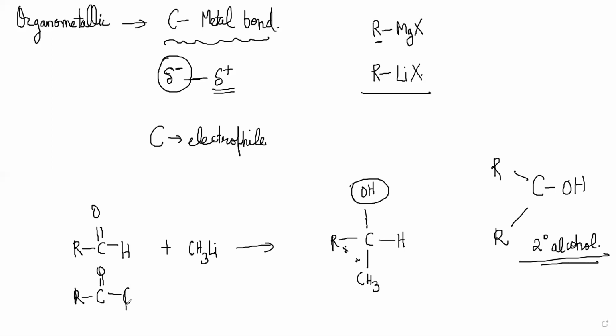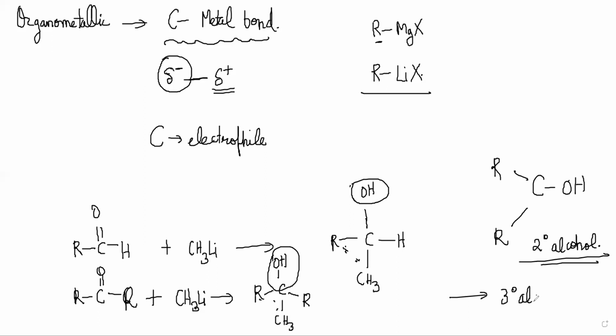If you get a tertiary, then you should get a tertiary alcohol, right? Because finally it will become R-C-CH3, ROH, with an OH. So this carbon, this particular alcohol, is connected to three carbons. That is a 3-degree alcohol.